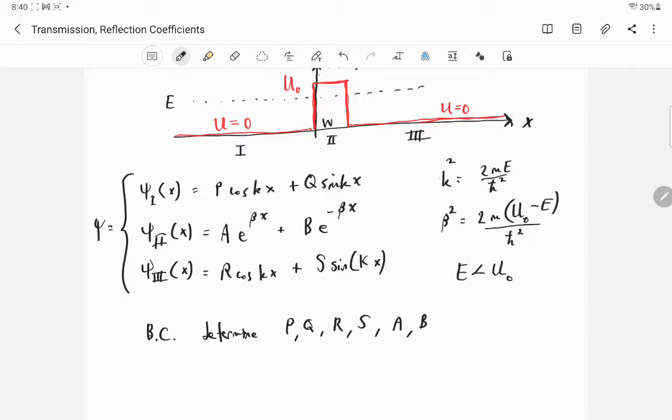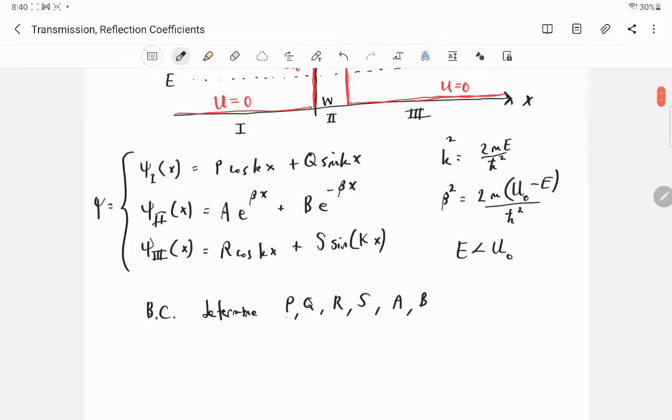Here is what k means. k squared is twice the mass of our particle multiplied by the energy of the particle, divided by h bar squared. This is the wave number in the region where the particle is somewhat free. But beta is the coefficient up in the exponential. It's not associated with a wavelength, because our wave function is not a wave within region 2. And region 3, again, is really similar to region 1.